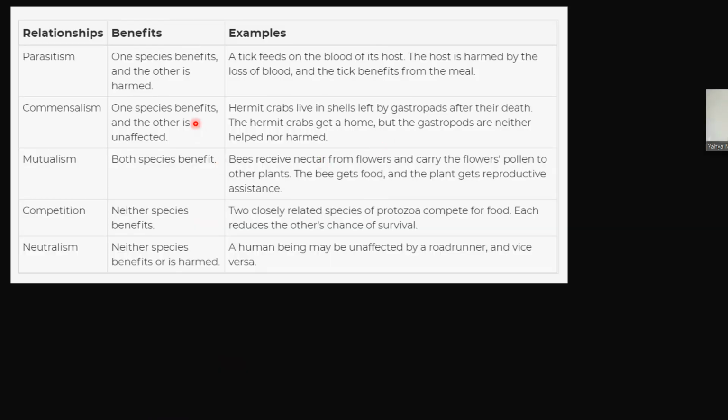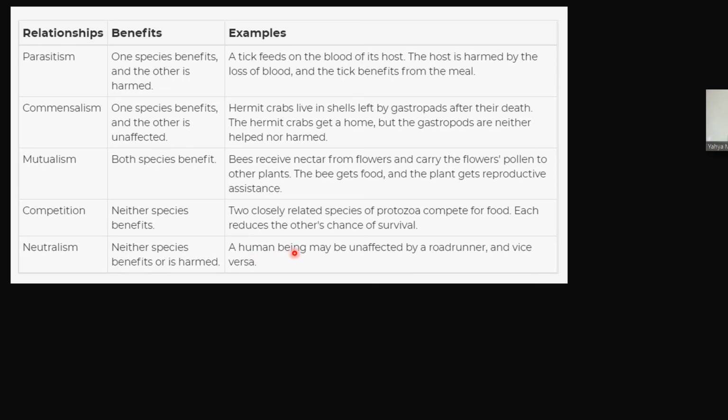All right, this is a summary of the different kinds of relationships. You have parasitism, where one benefits and the other is harmed. Commensalism, where one benefits and the other doesn't matter. Mutualism, where both benefit. Competition, where neither benefits because they're both competing against each other. And then neutralism, finally, where neither benefits nor is harmed.